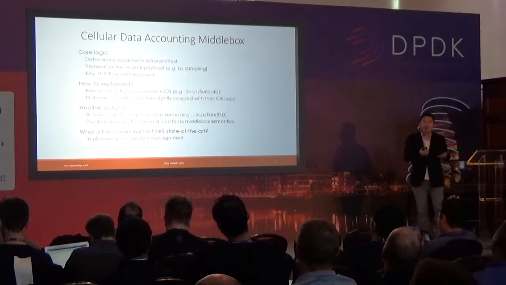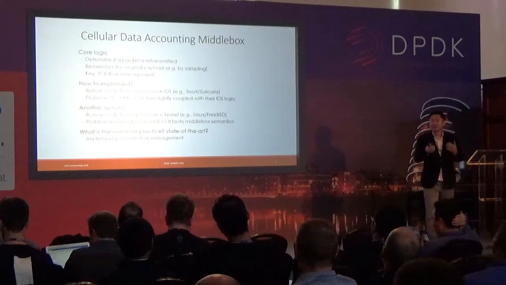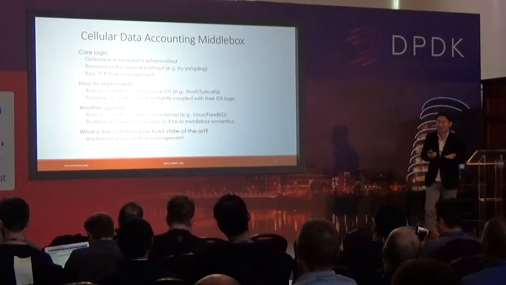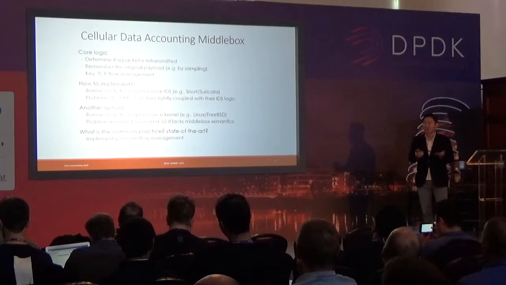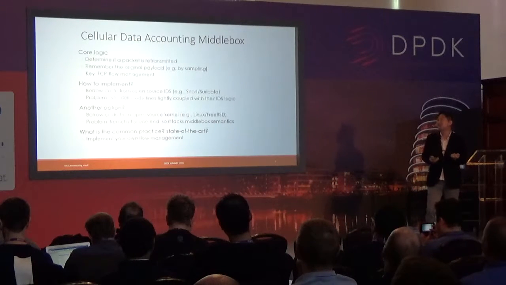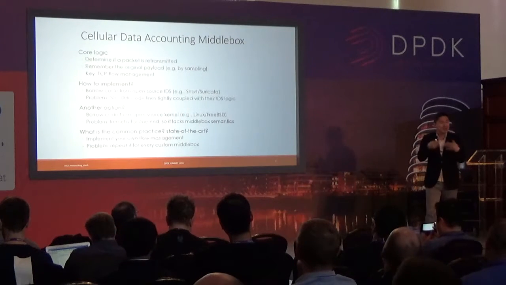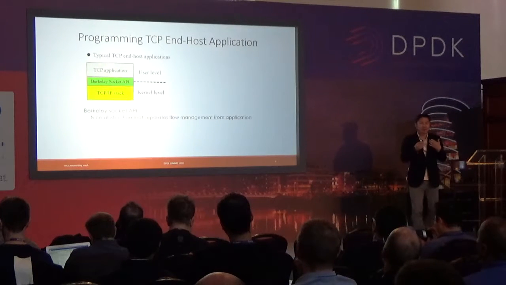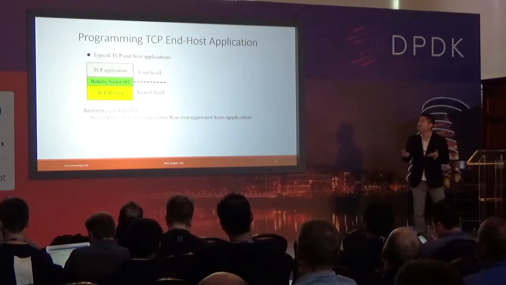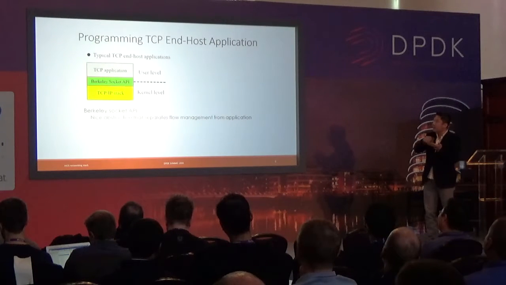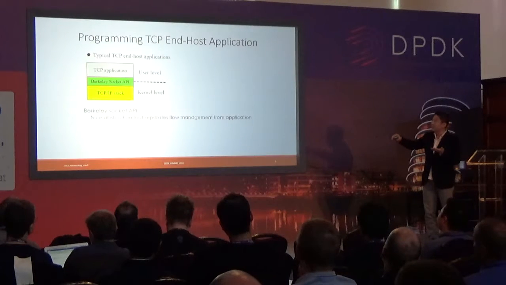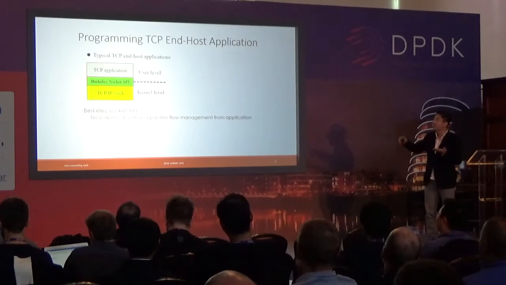So what's the common practice? What's the state of the art? The state of the art is DIY, do it yourself, right? Implement your own flow management from scratch. Of course, the problem is that you need to repeat it for every custom middlebox, right? If you think about other applications, like TCP endhost applications, there is a nice division between the application logic and the TCP/IP stack logic.